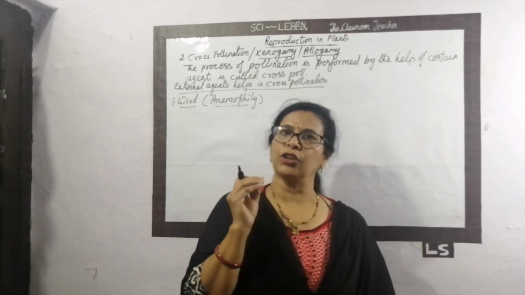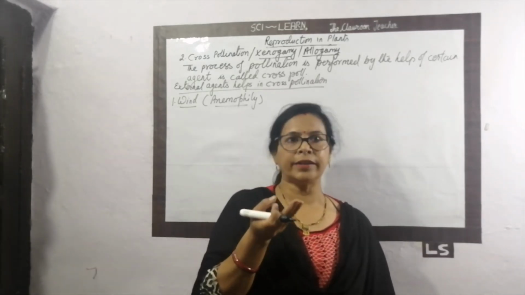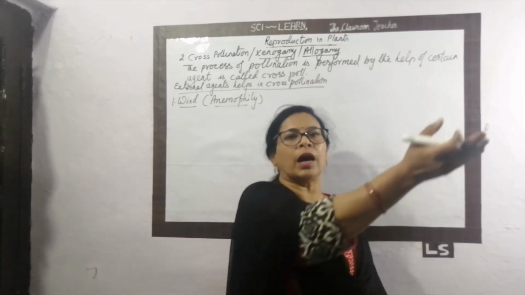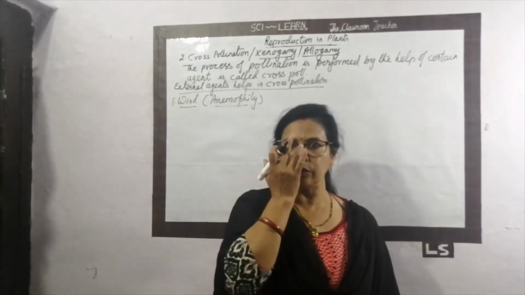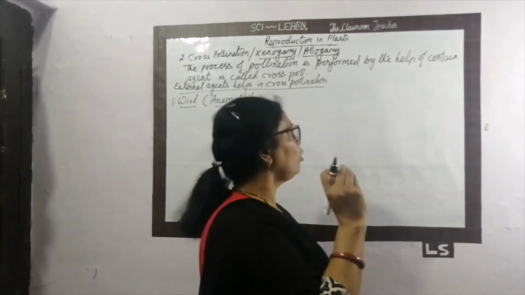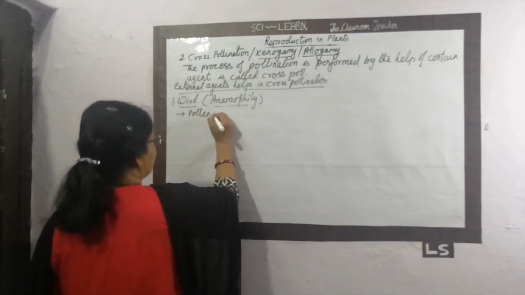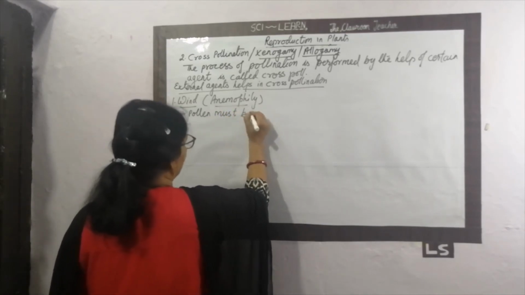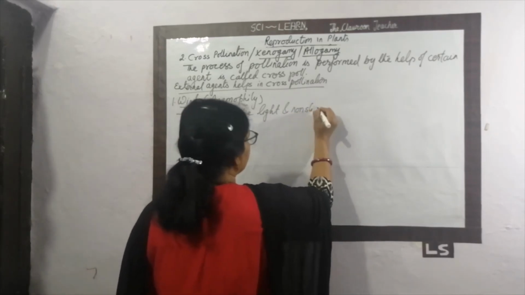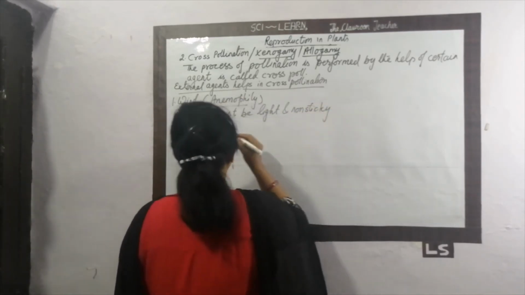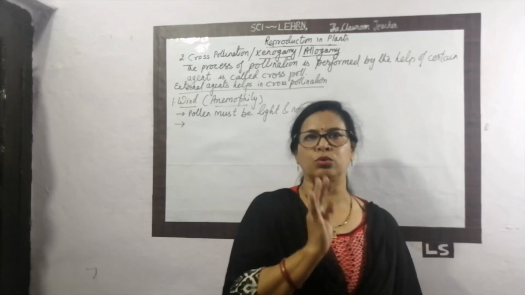Now, what is the nature of this type of pollen? Pollen must be light in weight. Light in weight means the air can easily blow it out. With the blowing of the air, it moves forward. What is the character of the pollen here? It must be light and non-sticky. If it is non-sticky, then it is able to fly from one place to another. If it is sticky, then it is unable to fly high or from one place to another.